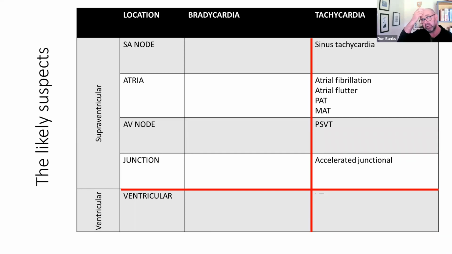So we've got this idea that we could either have a sinus tachycardia, or we can have one of these atrial rhythms, or we can have a rhythm that comes from the AV node, or probably least likely of all, a rhythm that comes from the junctional tissue.